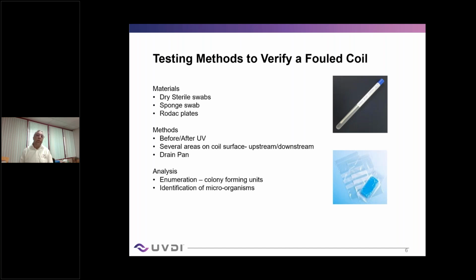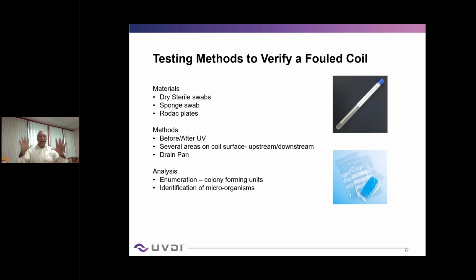If you want to see how your UV system worked, or how whatever cleaning you're doing today has worked, you can do a swabbing before your treatment and then after the treatment and see if it made a difference. And you don't just want to do one spot. You want to get the whole coil area, upstream, downstream.